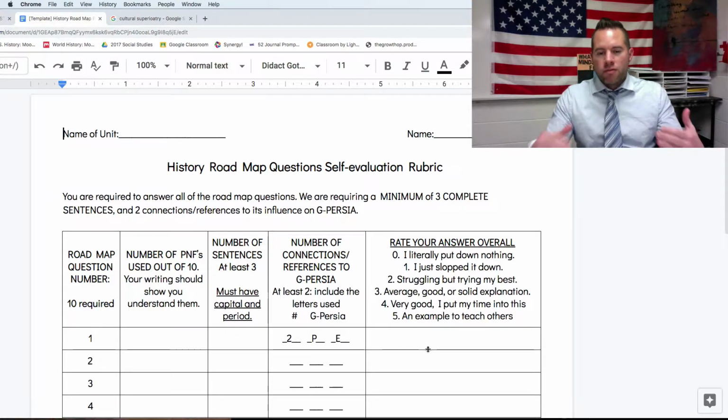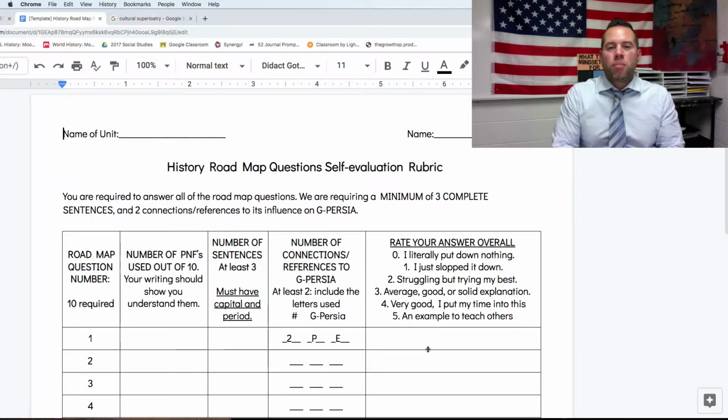But if that's the only place you're missing points, you're still going to end up with a passing solid grade on your rubrics. And again, have a growth mindset. This is all about getting better at answering these questions as you go throughout the year.